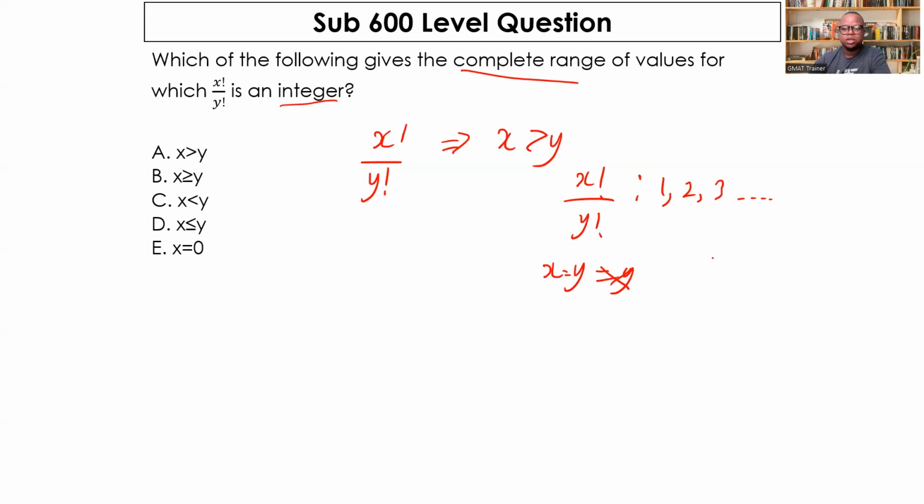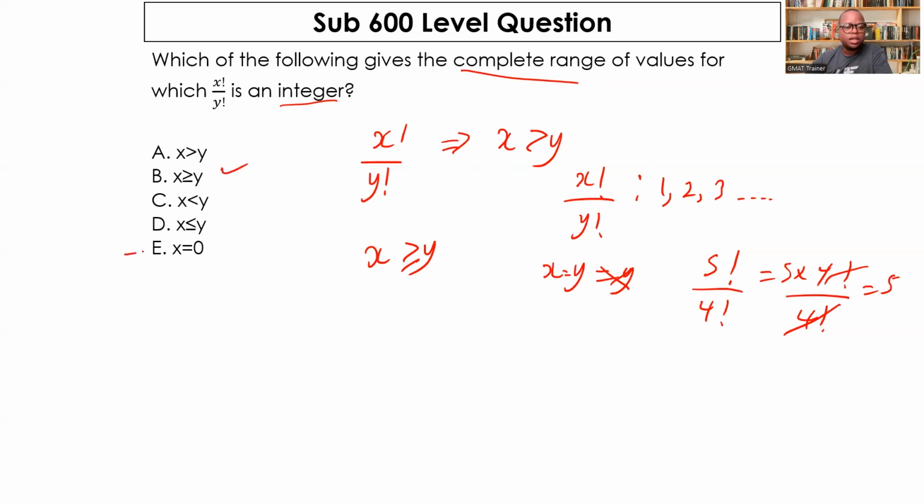For instance, if you're talking of 5 factorial divided by 4 factorial, that means 5 times 4 factorial by 4 factorial. These two will cancel, then you'll have 5, which is an integer, as you're looking for. Now, regardless of which value you take for x, as long as y is less than x and it's an integer, then you will have an integer as the answer. So in the answer choices, what qualifies here is x being greater than or equal to y, and that is answer choice B.